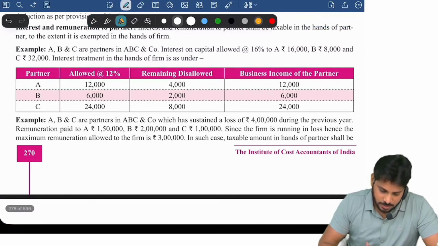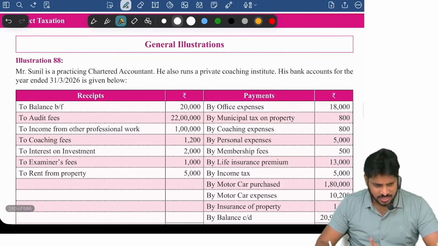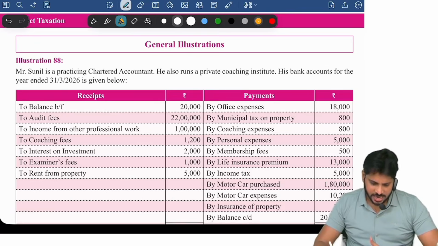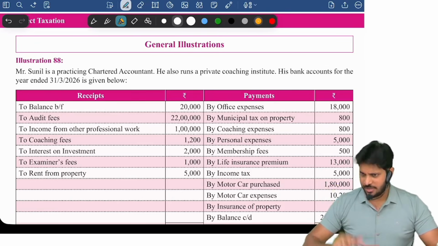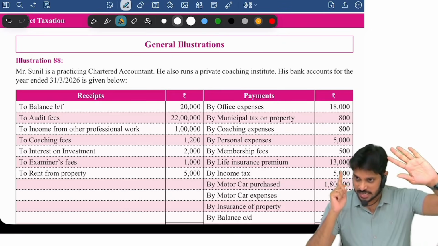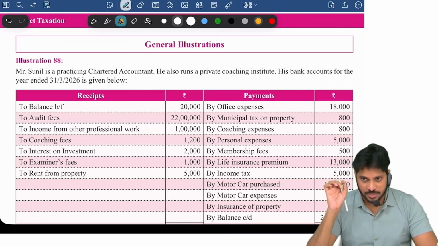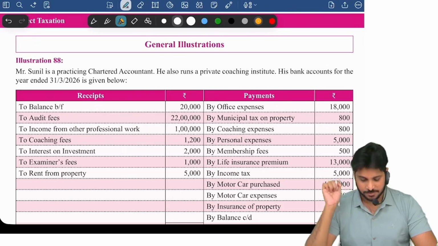Next. Then general illustrations we have 88, 89, 90. 3 questions only. That's it. No problem, 5 minutes, we'll do it. That book profit logic you understood? First question we did correctly. Second part of the question, 2 lakhs is the depreciation. Entire 2 has to be reduced, not 76,000. That is wrong.